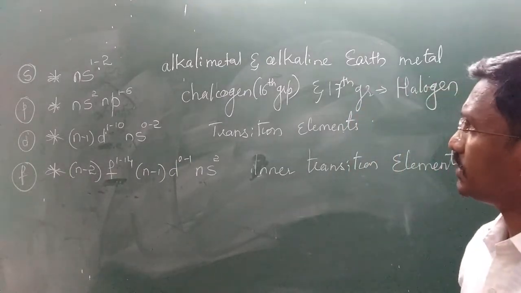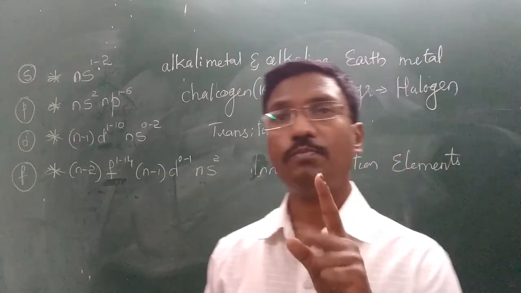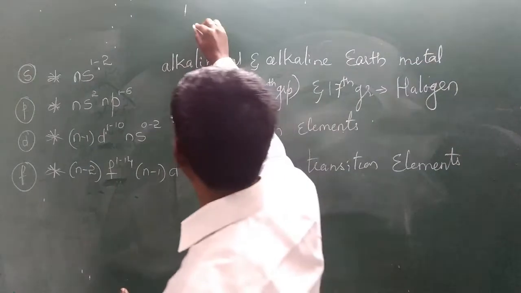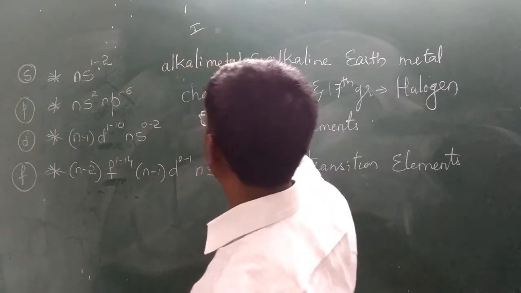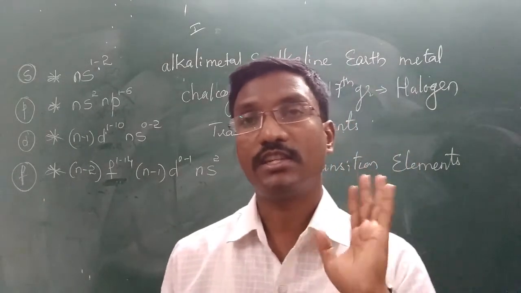You know S block elements are nothing but the first group and second group elements. In that, the first group elements are called alkali metals. You are not going to get that in an exam, but you should know it for general purposes.